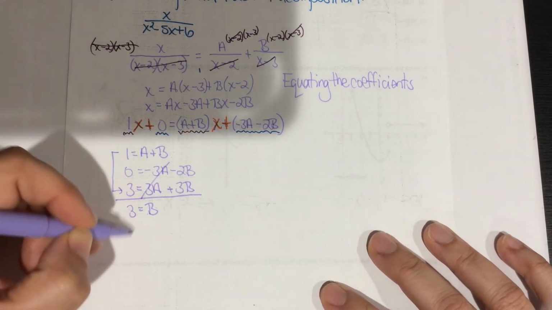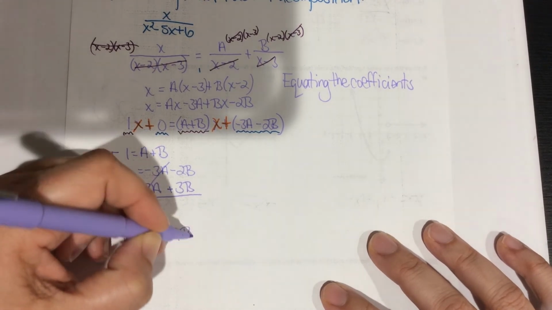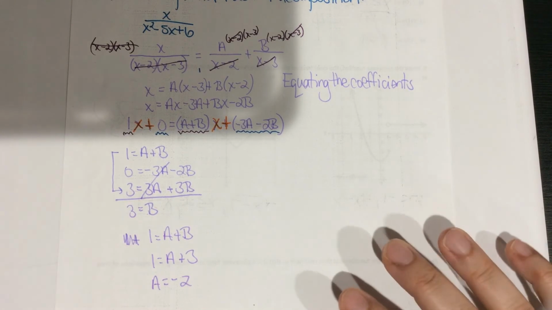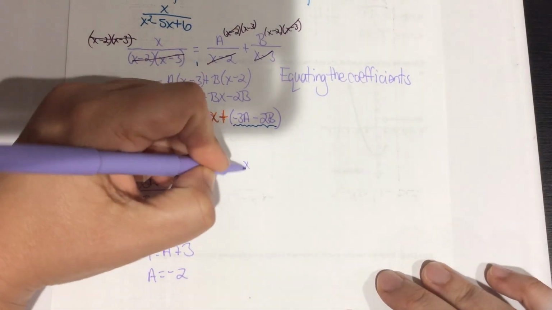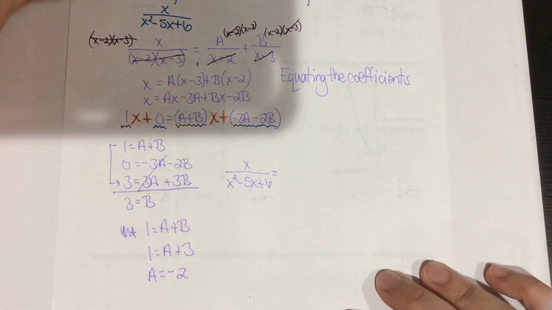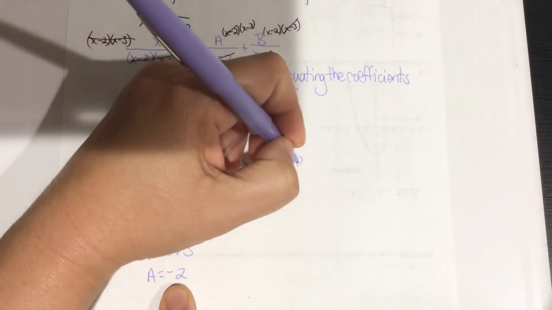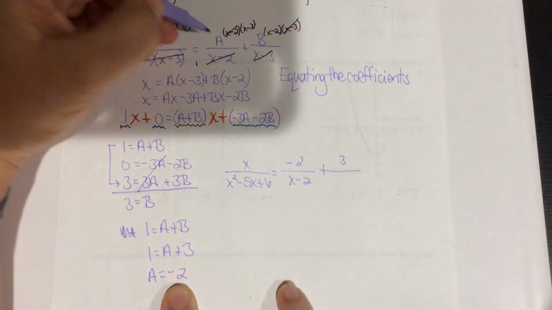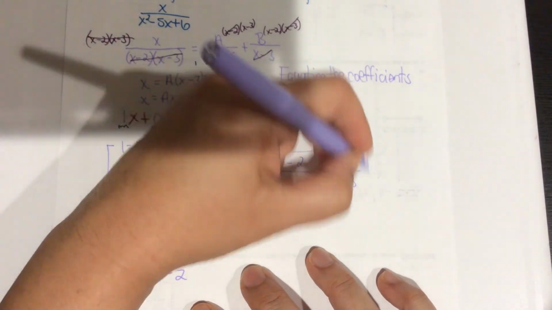And then I can use 1 equals A plus B, so 1 equals A plus 3, so A equals negative 2. So the partial fraction decomposition, I want you to write this out, please. This fraction is equal to A, where'd it go? Negative 2 plus B, which is 3, right here, over x minus 3. That is the partial fraction decomposition.